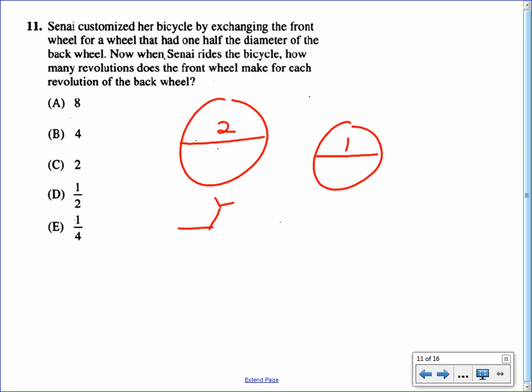Okay. So she exchanges the front wheel for a smaller wheel. So that's our smaller wheel, and here's our bigger wheel. This is the one with the diameter of 1. So the total circumference of this is 2 pi r, which is the same as pi times the diameter, because the diameter is 2 times the radius. So this will just be 1 pi. And this back wheel is pi times the diameter, the circumference of this wheel, so that's 2 pi.